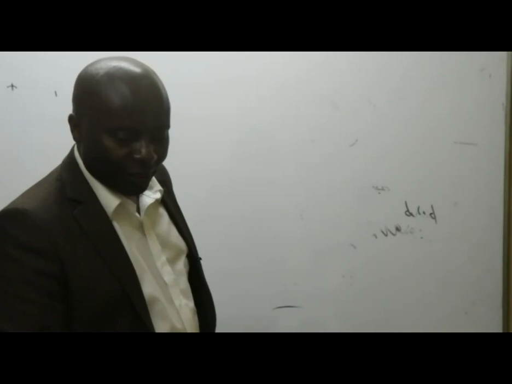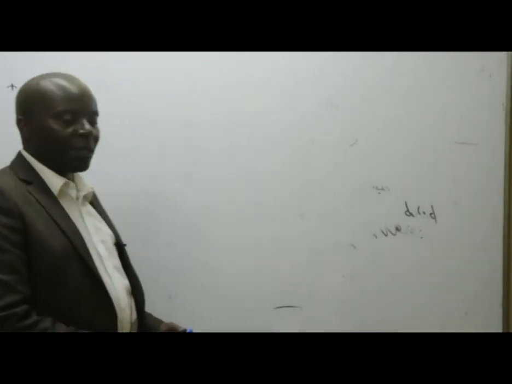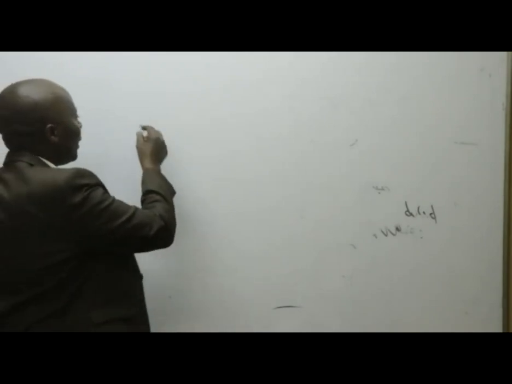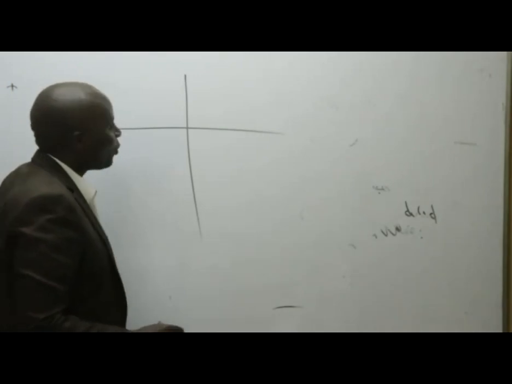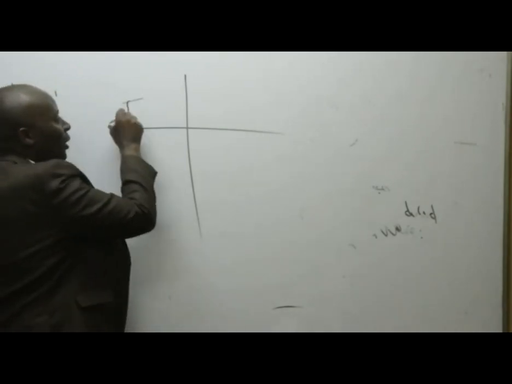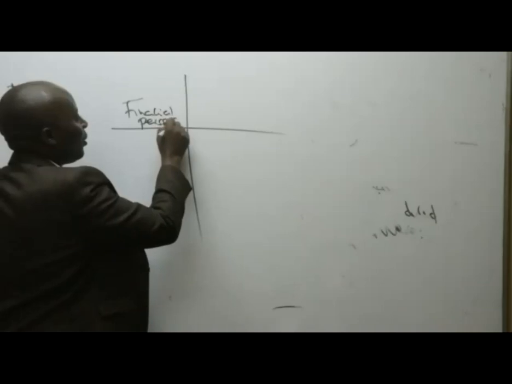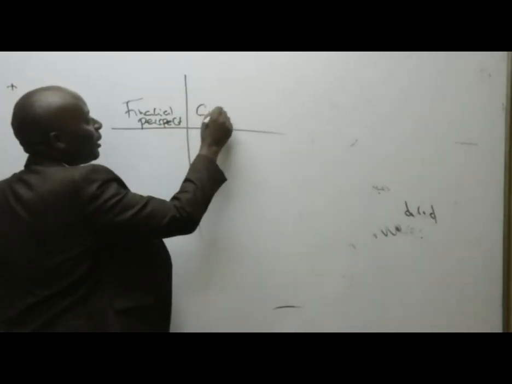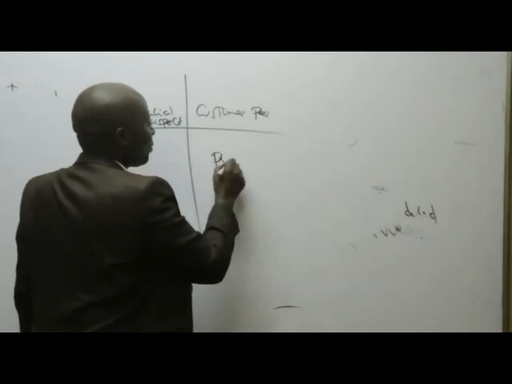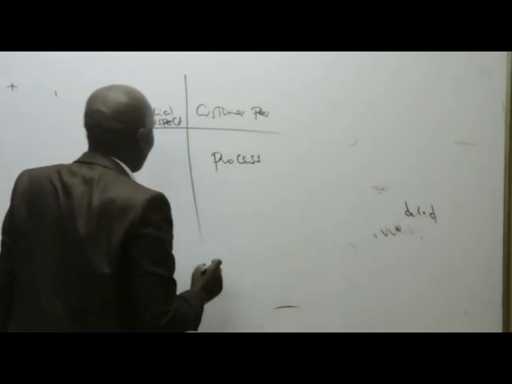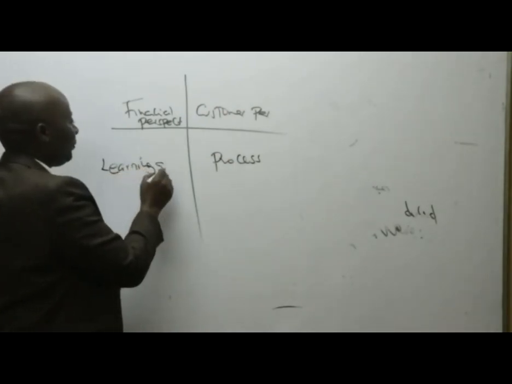Okay, great. Now remember, whenever it comes to the balanced scorecard, the very best thing that you're supposed to do is to look at the 4 perspectives. So 4 perspectives, what do we have here? We have the financial perspective. We have the customer perspective. We have the processes perspective. And then we have learning and innovation.